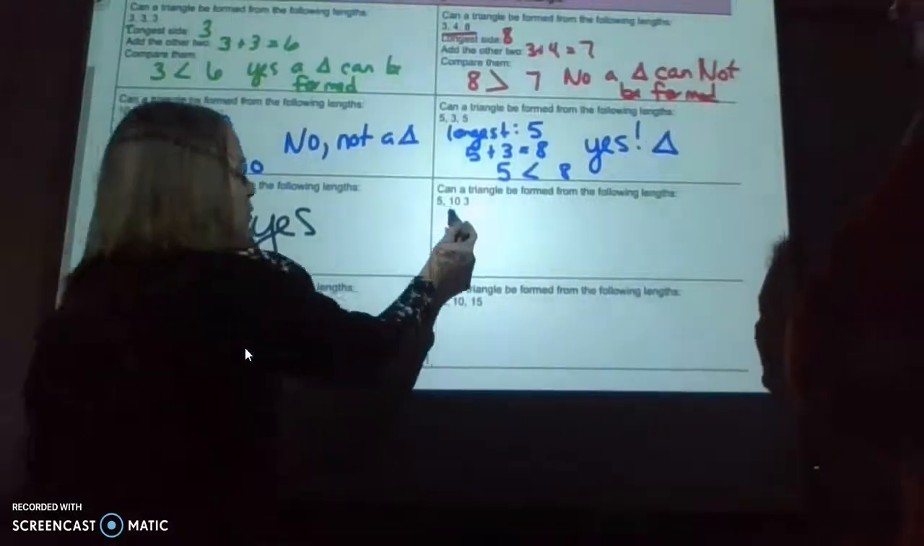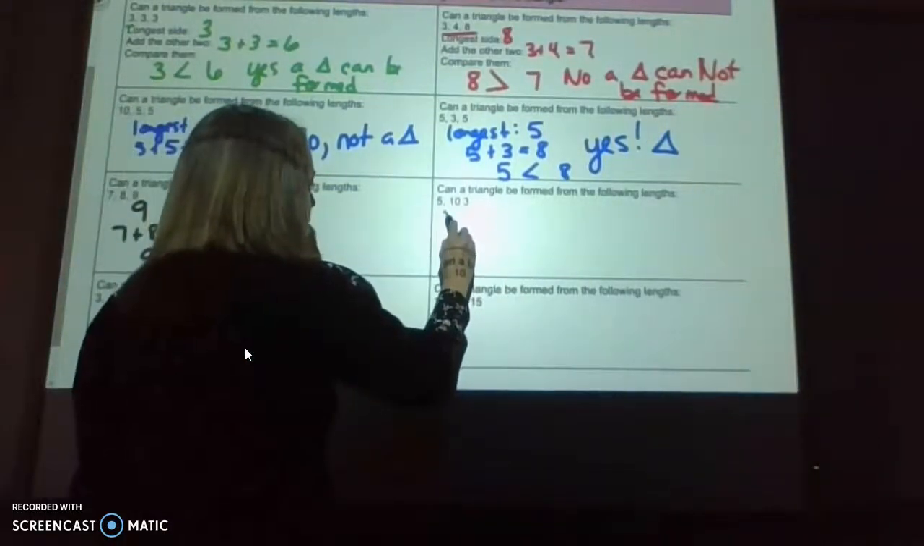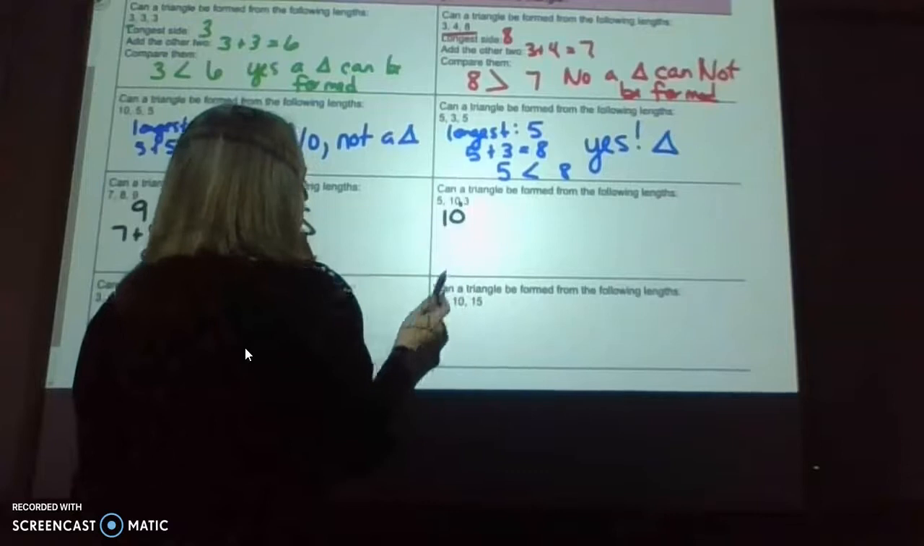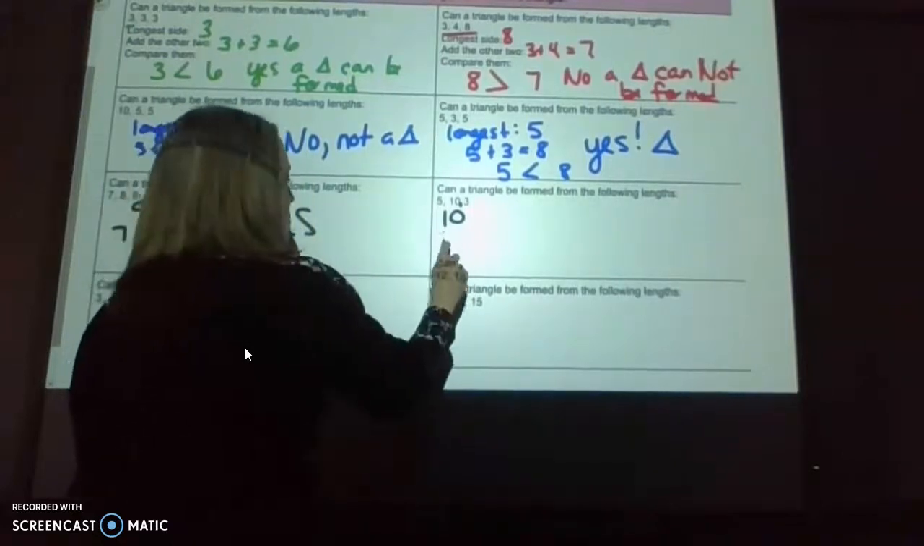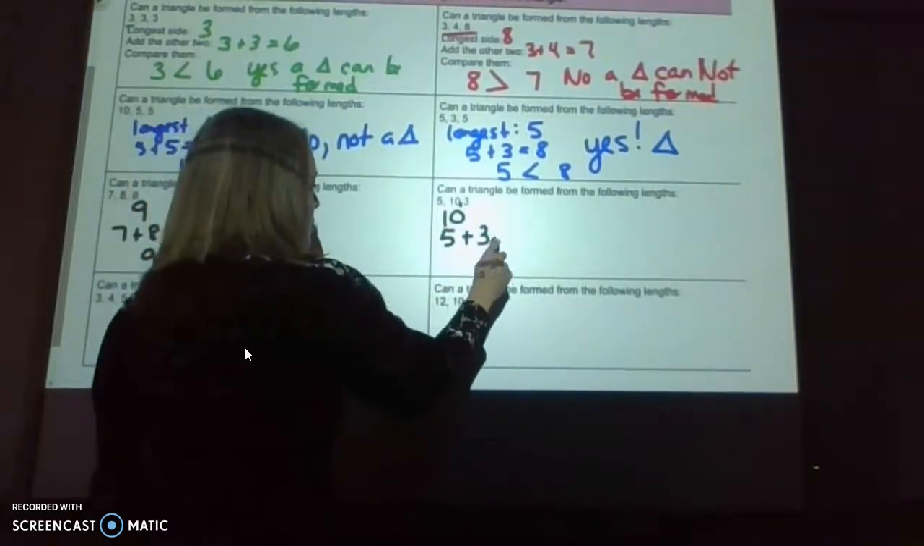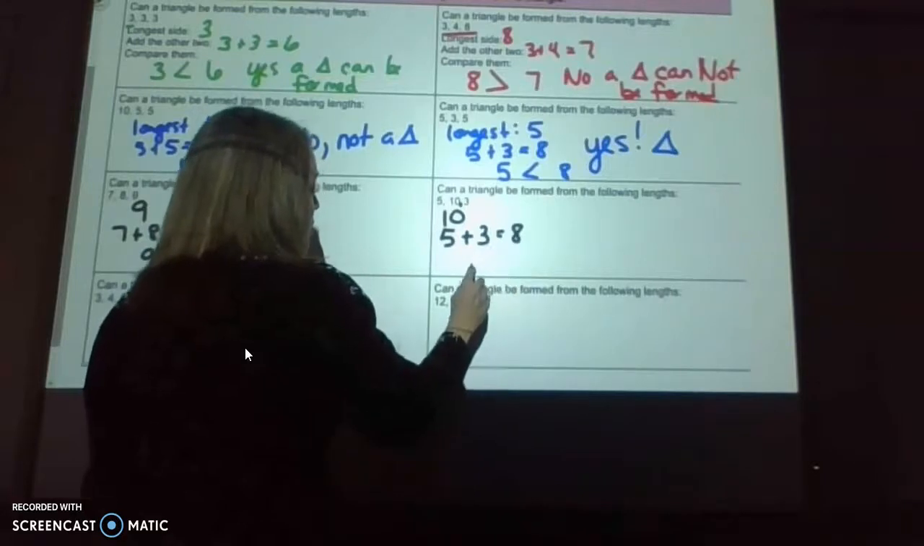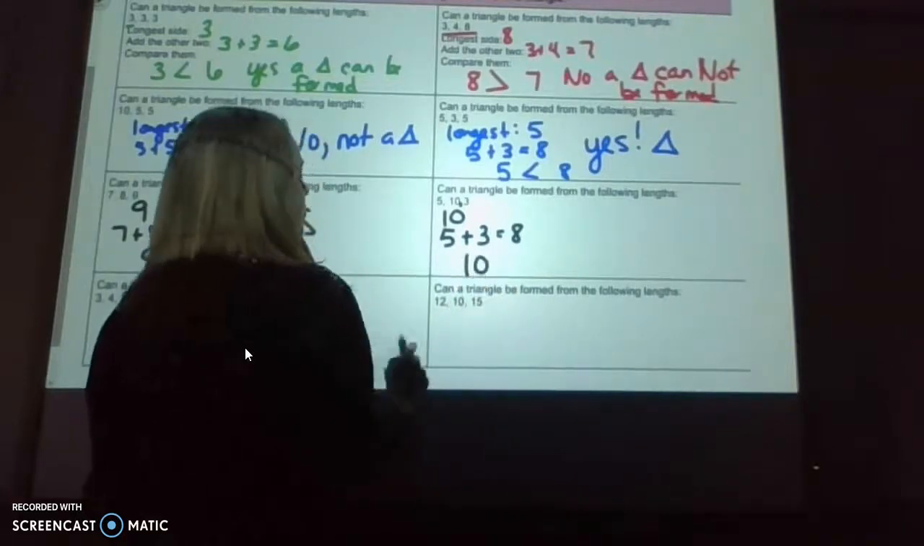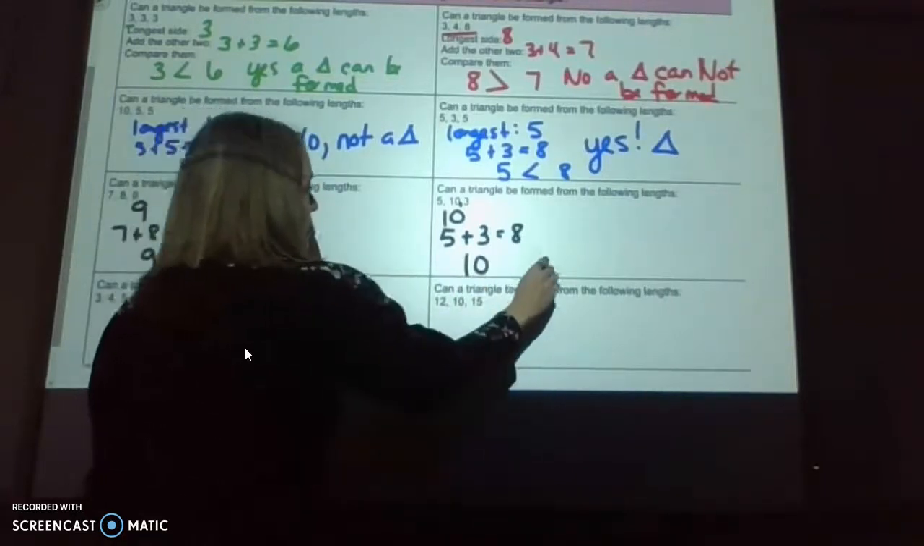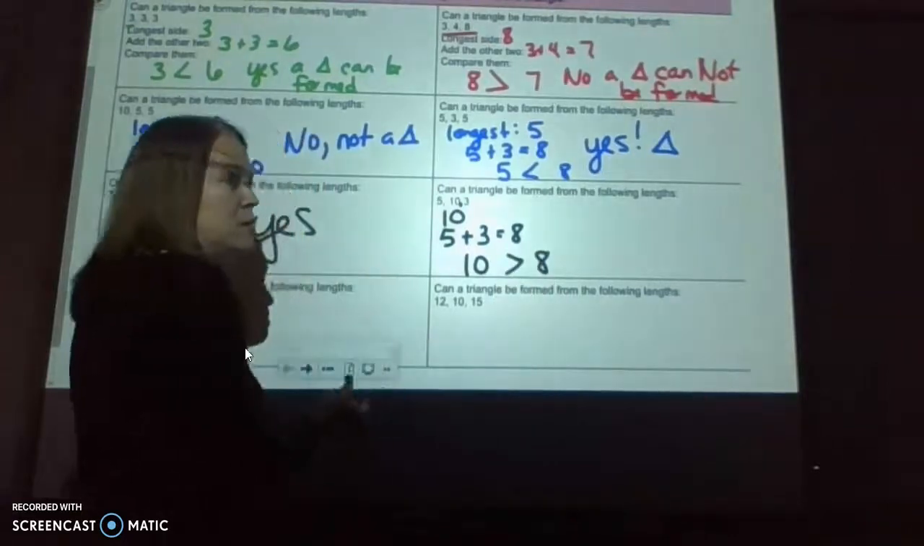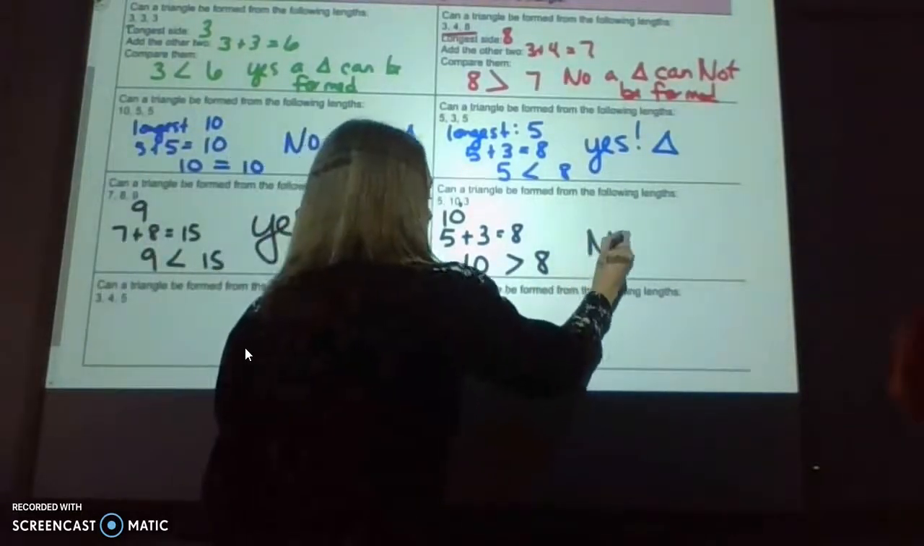And now we have this one. Longest is 10. Should be a comma there. And then the other 2: 5 plus 3 is 8. And then compare. So I put the 10 in front because it's the longest. I'm comparing it to 8. 10 is greater than 8. So this is not a triangle.